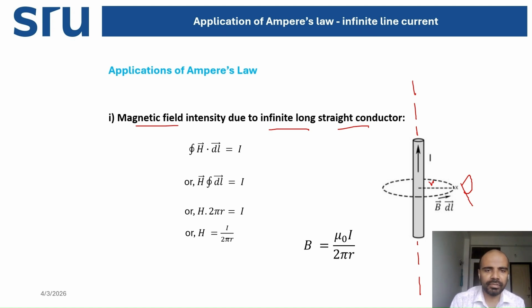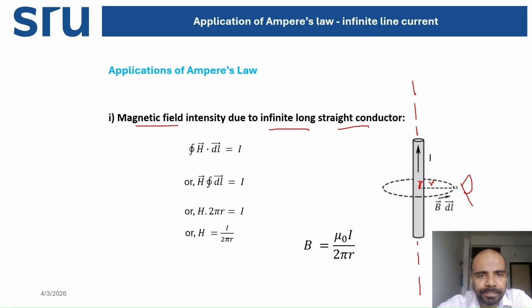I hope it is clear now. We need to draw a circle of radius R, where R is the distance from the infinitely long straight conductor to the field point P where we need to calculate the magnetic field intensity. So we draw a circle of radius R. The center of this circular loop is within the conductor, that is the center O.